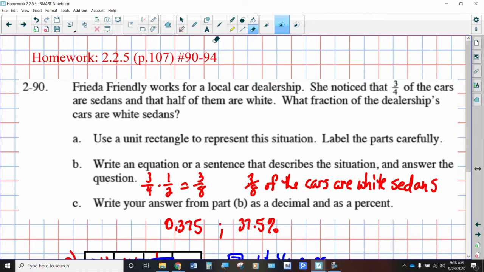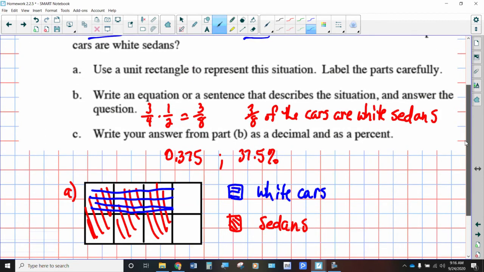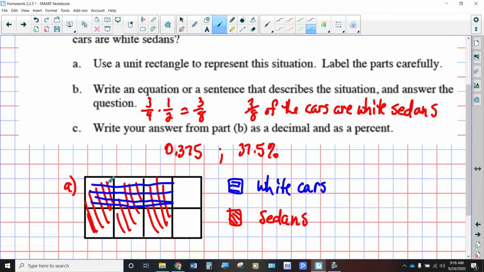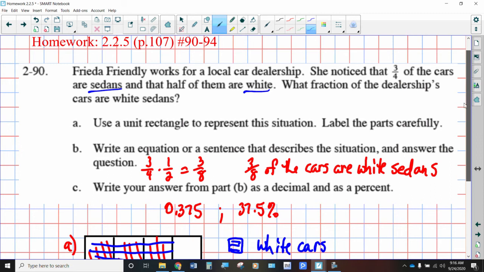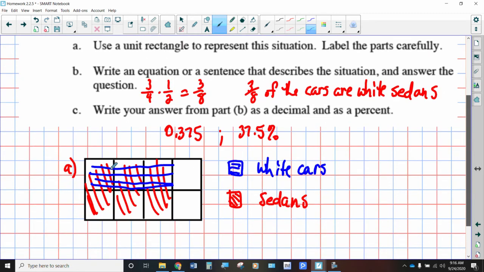All right, so Frida Friendly works for a local car dealership. She noticed that 3/4 of the cars are sedans. Those are like the family cars with 4 doors, and that half of the sedans are white. So use a unit rectangle to represent this situation. So, okay, this entire rectangle is going to represent all the cars in the dealership's parking lot. And if you break it up into 3/4, everything that's been shaded in red represents the sedans that are on the parking lot.